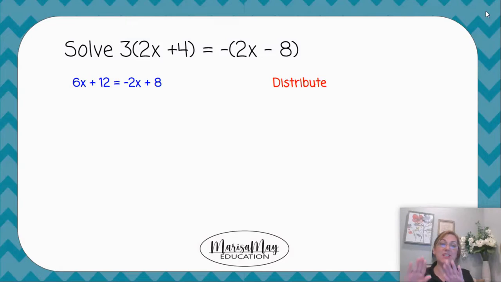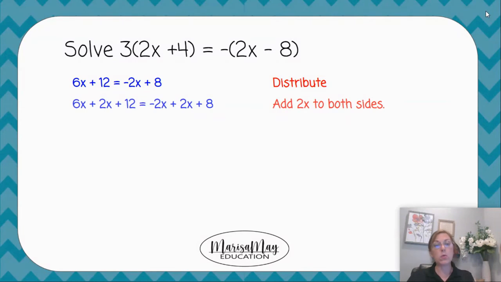Now our next step is then to get all of the x's on one side. I like to move my x's to the left. And so when I look at the right side, I see that -2x. I want to move it to the left side of the equation by adding 2x to both sides. So I'm going to add 2x. Look at what happens on the left. 6x plus 2x gives me 8x plus 12. And then on the right side, I've got -2x plus 2x. That's 0. So 0 plus 8 gives me 8.